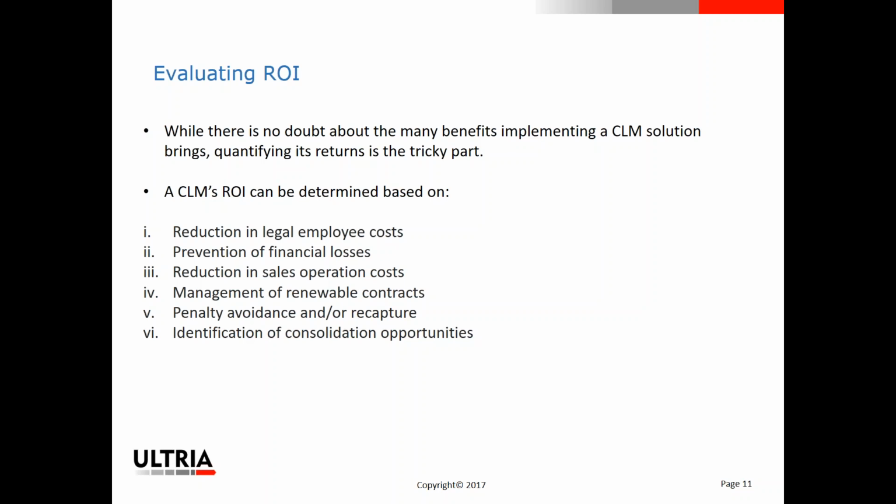So instead, we look at what is the reduction in the sales cycle time so that individuals can get more deals done in the same amount of time.